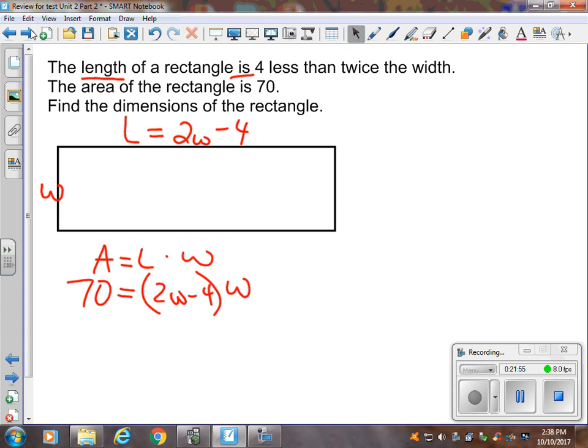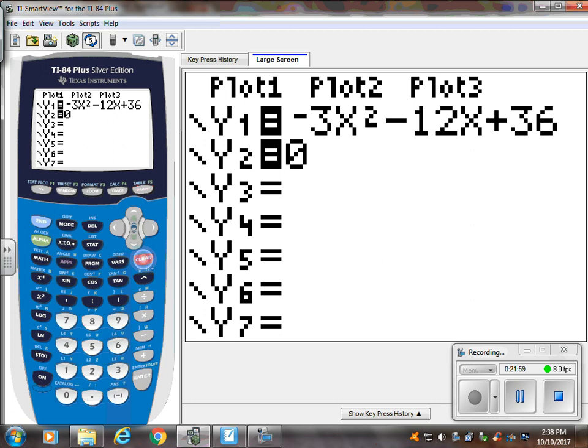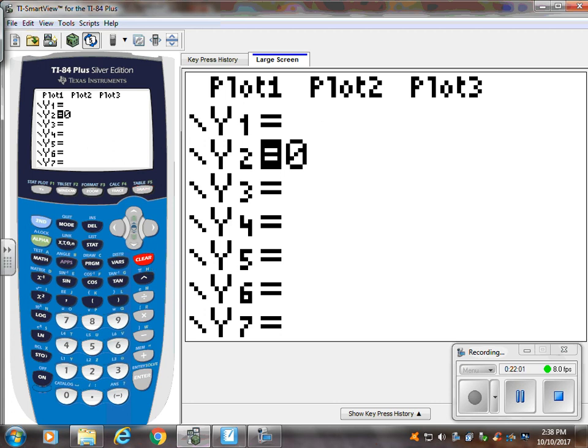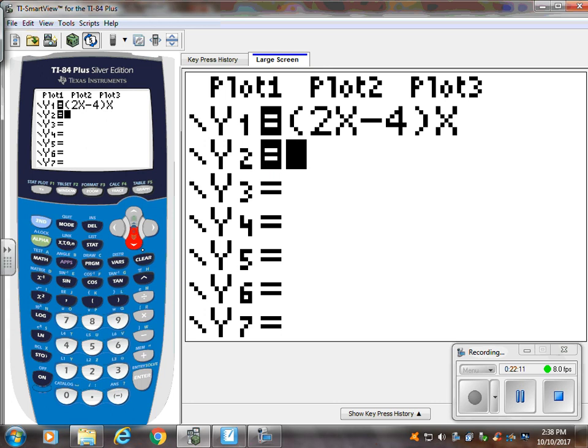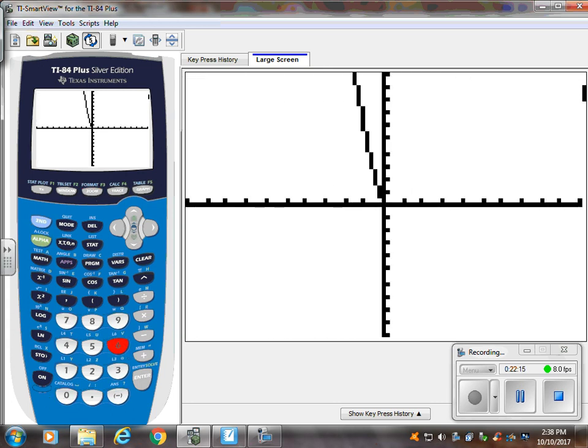Okay, let me throw this one in here real quick. That's another great zoom. So we had parentheses 2W minus 4, right? So then I'll do that times X on the outside and put 70 down here. And if I go to Zoom 6, Zoom 6 is a 10 by 10 screen, so I'm not going to see 70, right? Okay, Zoom 8, you have to press enter.